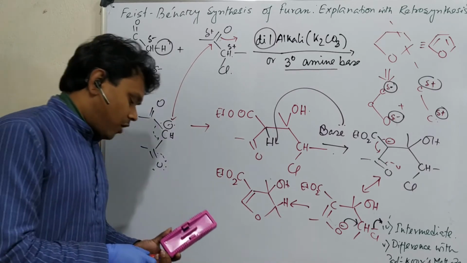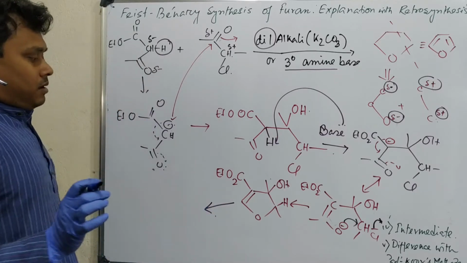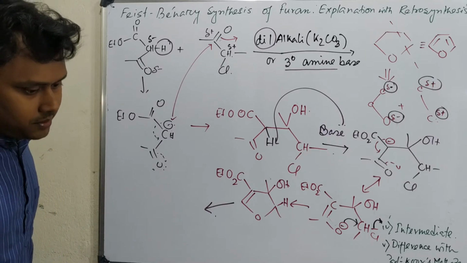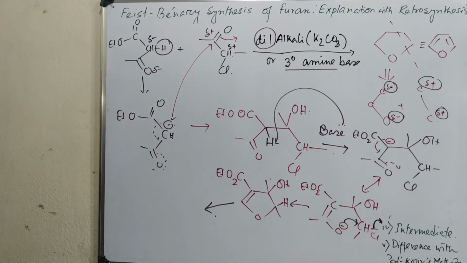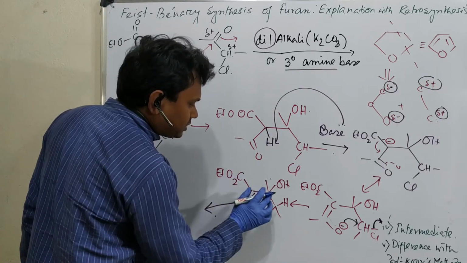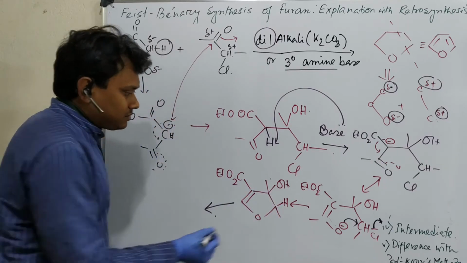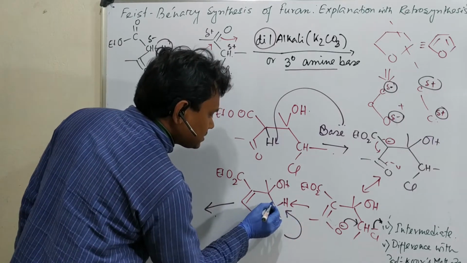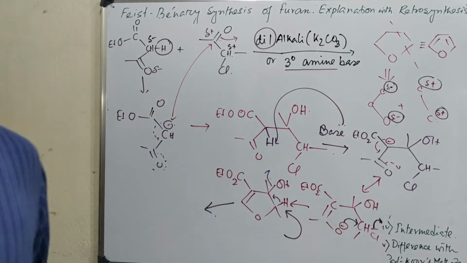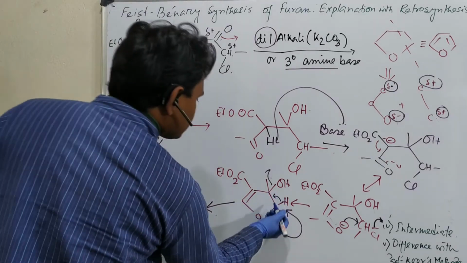Actually the 5-member ring is formed. Now question, what will it do? See, this we have obtained. Now you can see, in order to have furan, we need to eliminate this water. Okay, the medium is alkaline, so this, it will come, it will go. Is it visible? Okay. This, so what is the product?